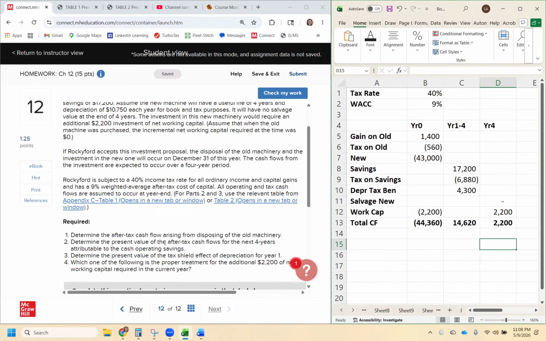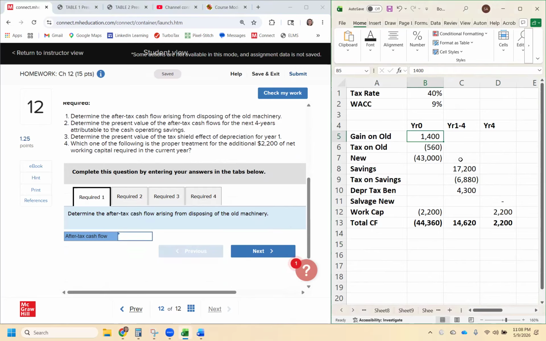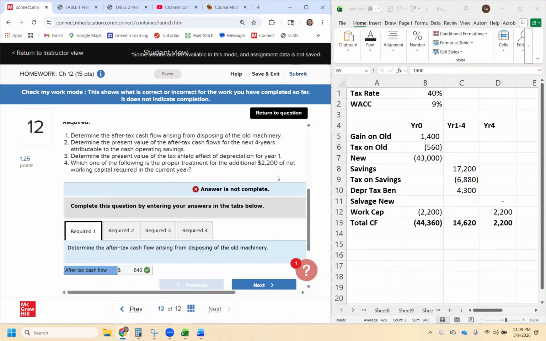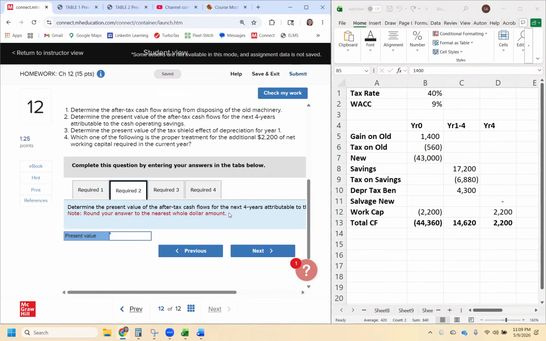Determine the after-tax cash flow arising from disposal of the old machinery. Okay, so we'll get $1,400 for the old machinery, which will all be taxable because we don't have any net book value. So that will be a gain. So that means we have to add those two together. So the net of those two is $840.